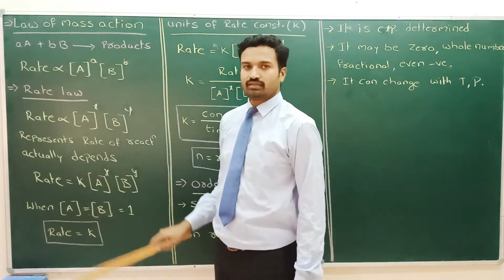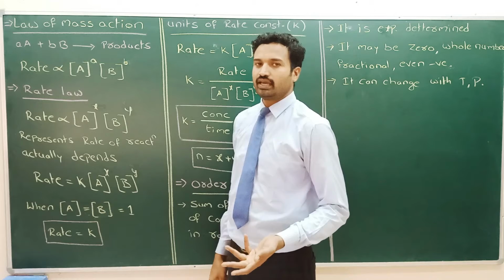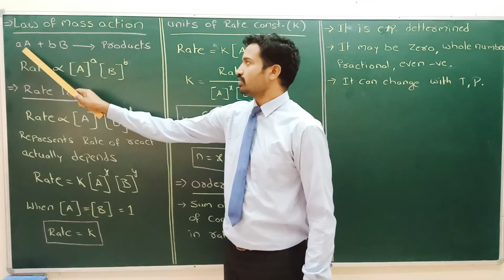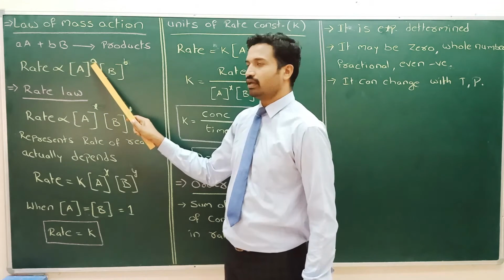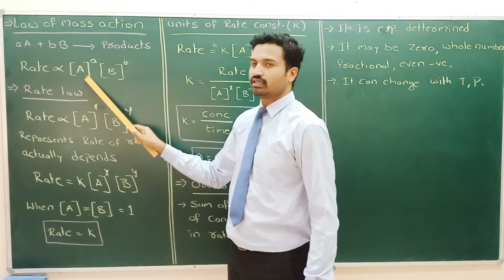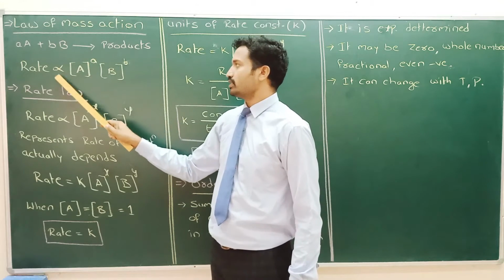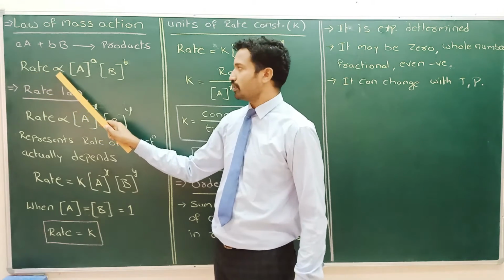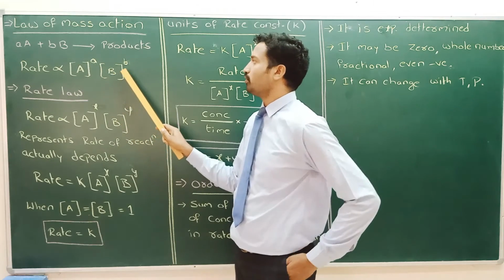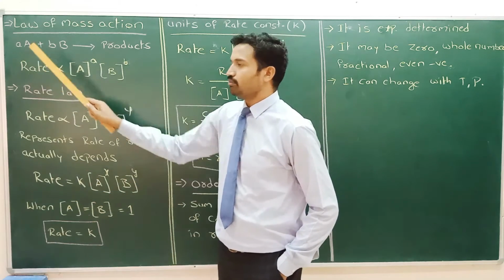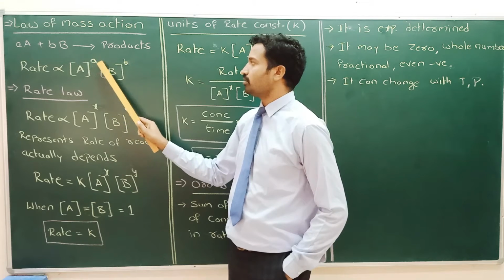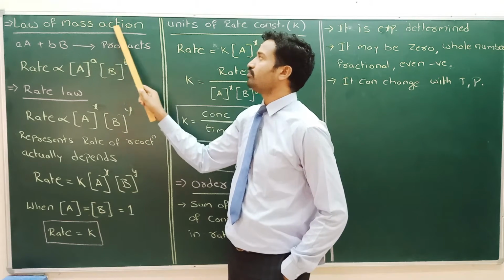Rate of reaction, we discussed in the last class. Rate of reaction depends on concentration of reactant. So, rate of reaction is proportional to concentration of reactant A to the power of a coefficient, concentration of B to the power of b. This square bracket represents the molar concentration. At a given temperature, rate of reaction is proportional to concentration of reactants raised to the power of their coefficients. This is called law of mass action.